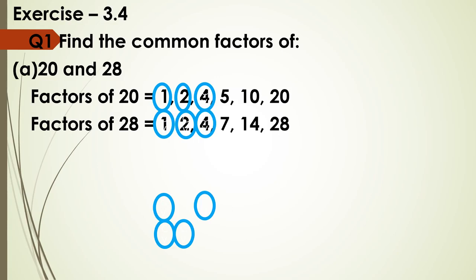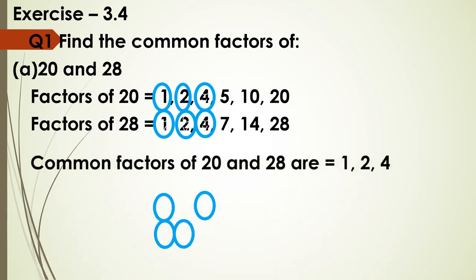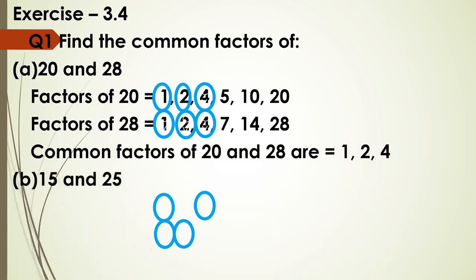Factors of 20. 1, 2, 4, 5, 10 and 20. Factors of 28. 1, 2, 4, 7, 14 and 28. Now find out common factors of 20 and 28, means which are present in both. That is 1, 2 and 4. These are the three factors which are present in both. I have encircled also. In the same way, you have to find out the common factors of 15 and 25.